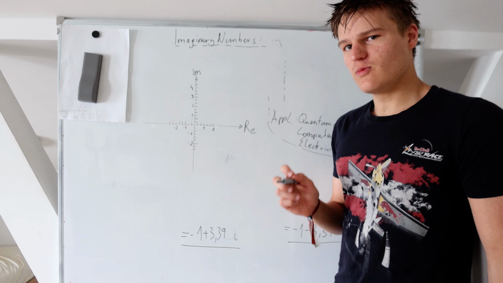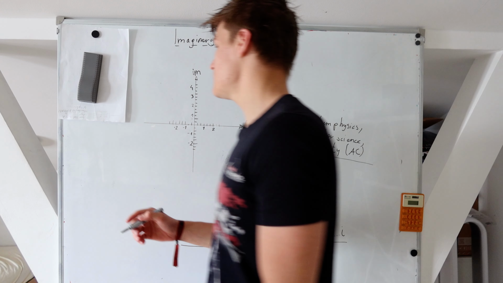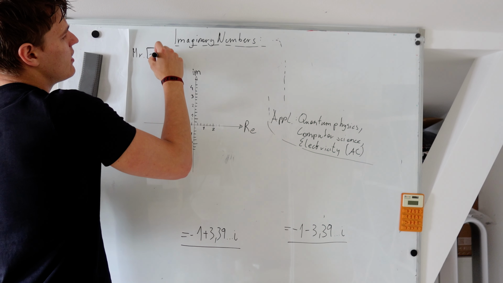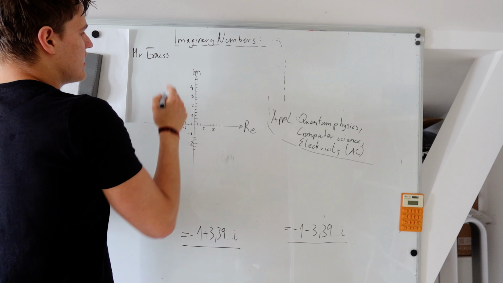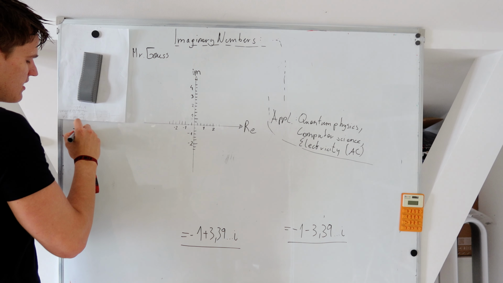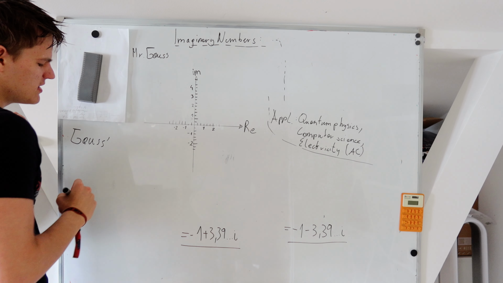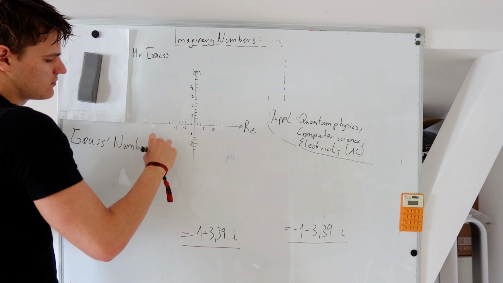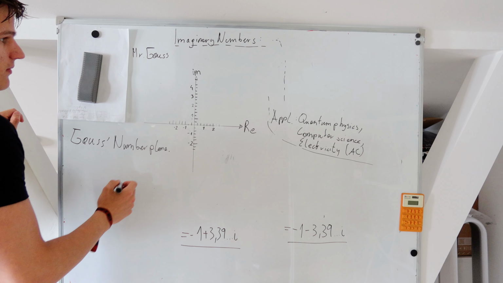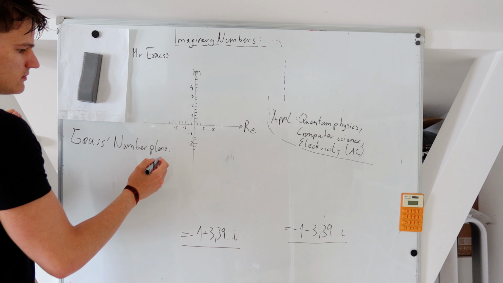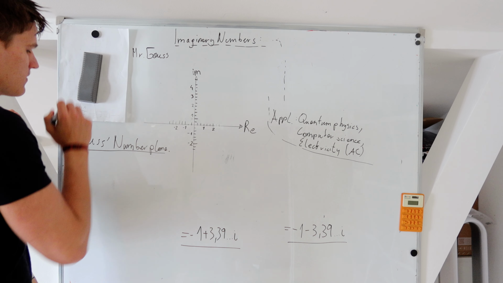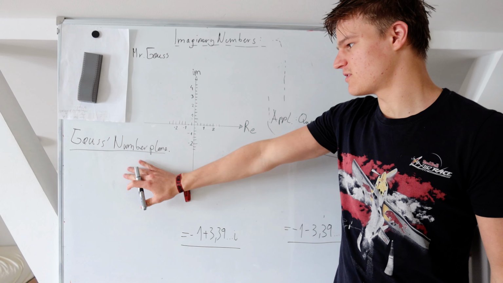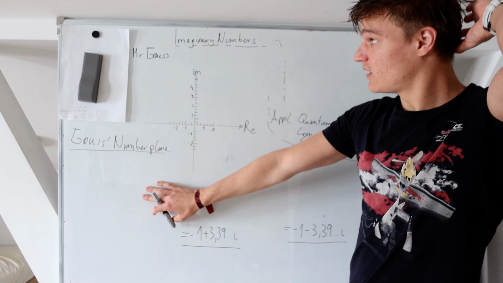Well, when we are in this plane, and this is actually Mr. Gauss who invented this, so I'm going to write this up here, we have Mr. Gauss with double S, and to honor this guy, we call this Gauss's number plane. We call it Gauss's number plane for a reason. He invented this, but what does this actually display? Why do we call it that?